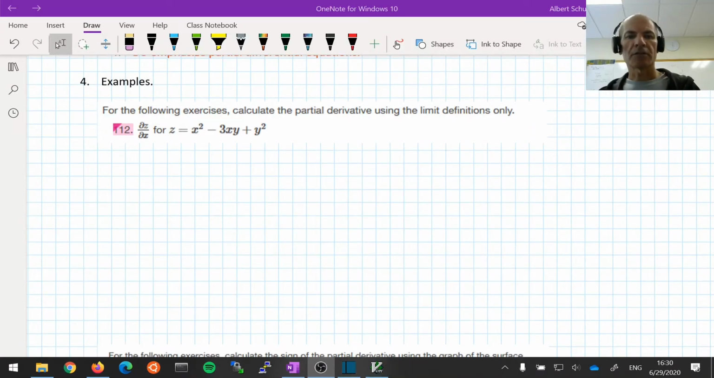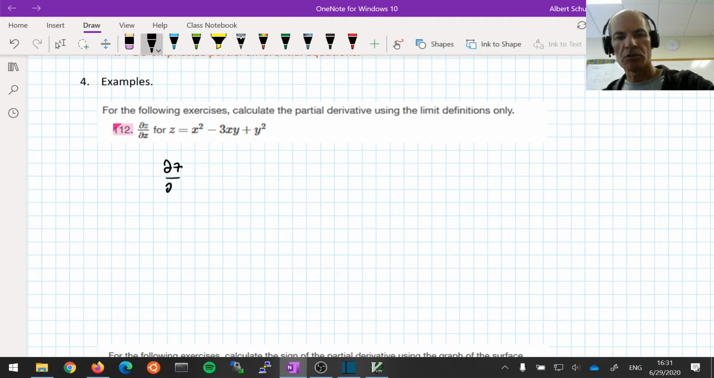All right, in this first exercise, we want to compute the partial derivative using the definition only. So here we're asked to find the partial of z with respect to x using the definition. So let's write the difference quotient definition for the partial of z with respect to x. That's the limit as h goes to 0 of the function.